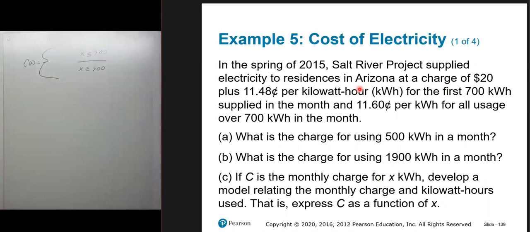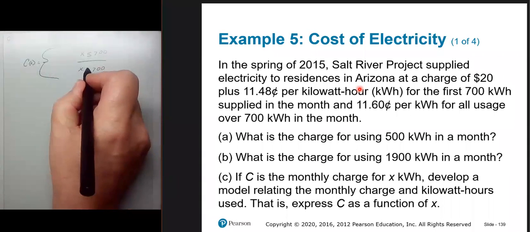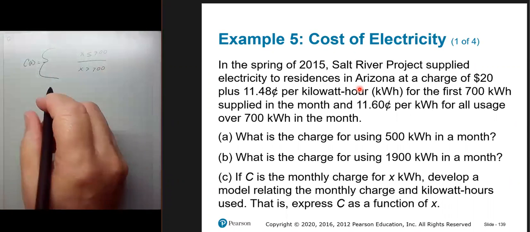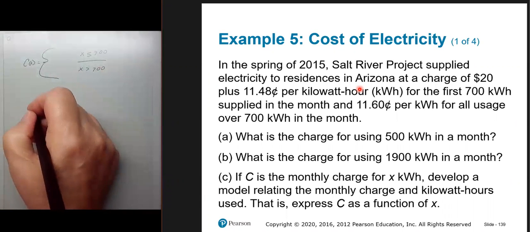Quick question. Seeing as it's only over the 700, would that still be greater than or equal to, or just greater than? Just strictly greater than. Oh, thank you. I knew what I meant. Okay, as he says in a whiny voice.